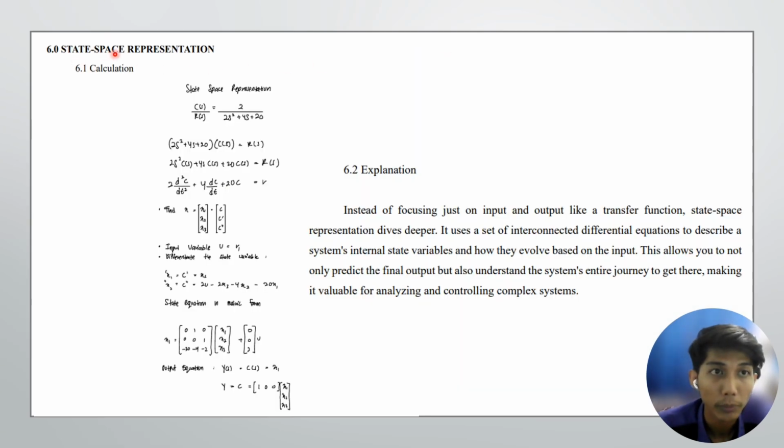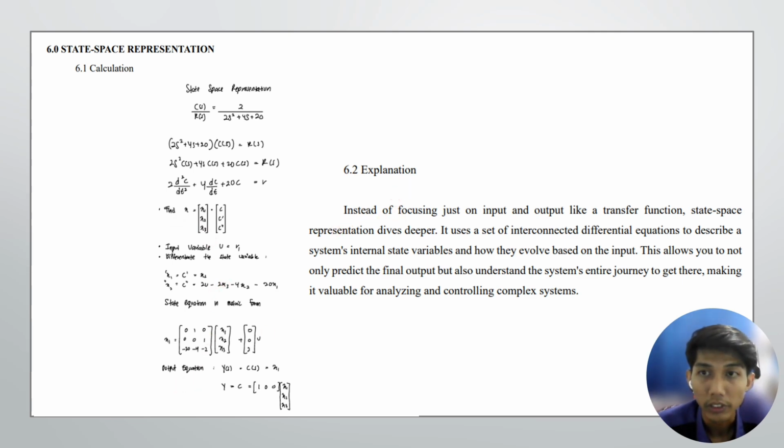Today I will explain about state space representation and stability of the system. First, state space representation. For the transfer function, we use 2 divided by 2s^2 plus 4s plus 20. Then for R, we use the matrix formula and we get the output of the system.